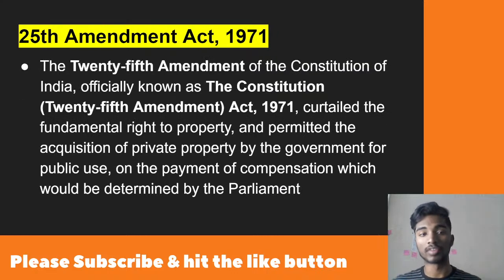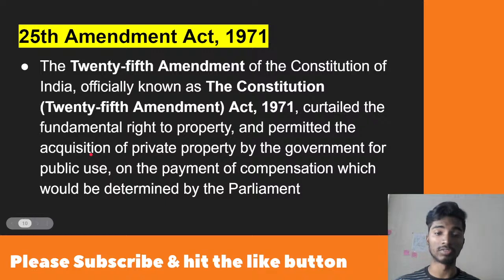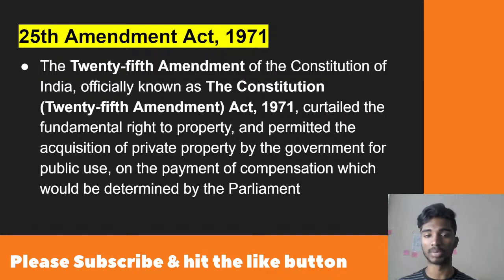And then we have the 25th Amendment. 25th Amendment actually curtailed the right to property. So it did not abolish the right to property. Abolition is a different thing, and curtailing is a different thing. Curtailing is stopping or suspending the right for some time. So the 25th Amendment Act of 1971 has curtailed the fundamental right to property and permitted the acquisition of private property by the government for public use, which means government can acquire property for public use, and government will be paying some compensation to the party from which this particular property is taken, and this particular compensation will be determined by the Parliament.